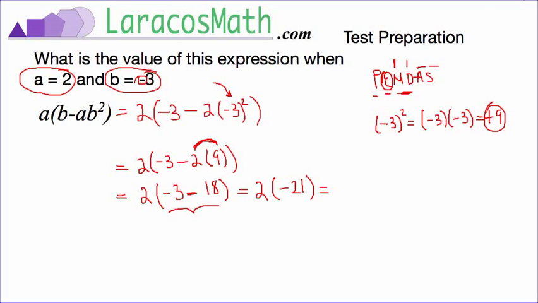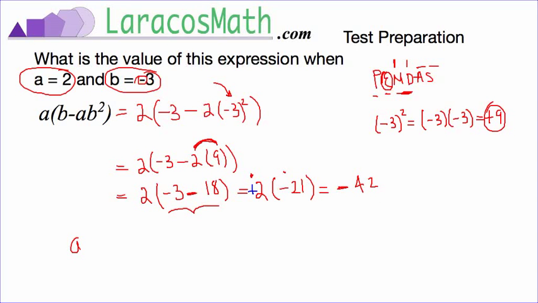This 2 is positive. Even when you don't see this positive sign, we know this is a positive. Now we have negative times positive, or in this case positive times negative. This is a negative number. And 2 times 21, this is 42. And this is my answer for this expression.